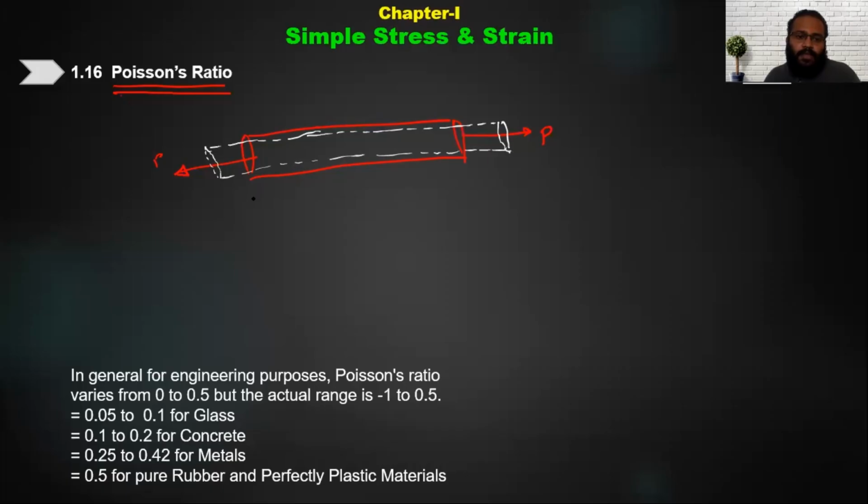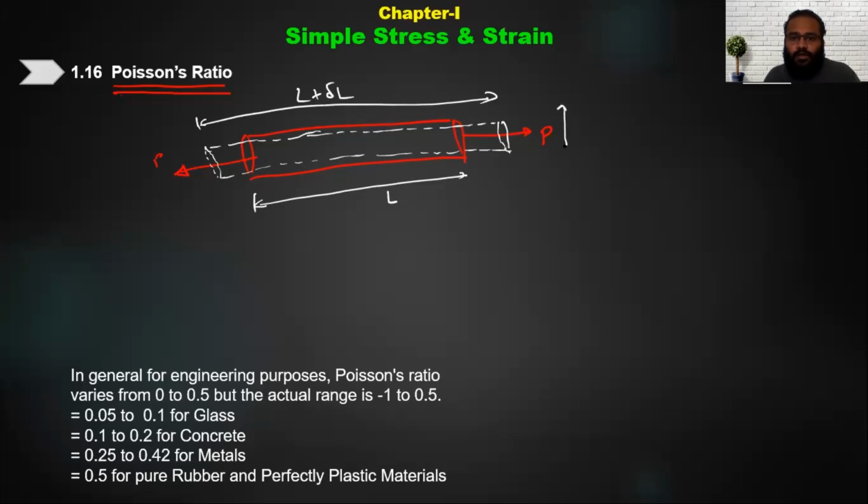So here the original length was L, the new length is L plus delta L. The original diameter was D, the new diameter is D minus delta D. So there are two dimensions which are changing simultaneously. Along the direction of load there is elongation, so here two strains will come. As we know, strain is change in dimension upon original dimension. As we have two dimensions changing here, we'll have two types of strains.